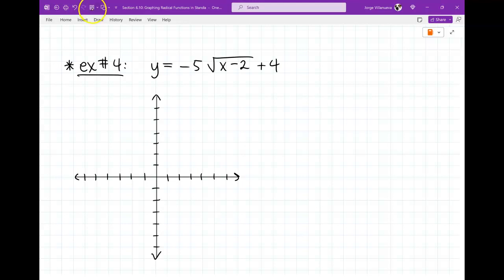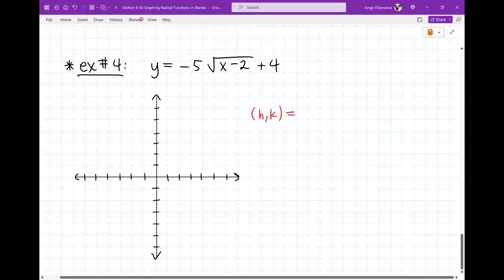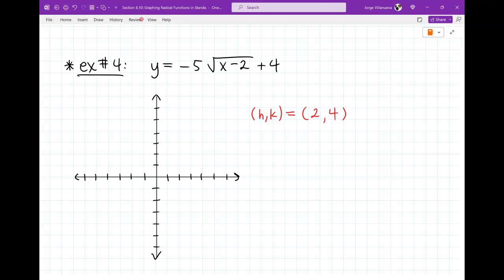All right, what is my h, k? Negative or 2. Yeah, here we go. 2, 4. Let me go ahead and put a dot there. So 2, 4 right here. Okay, so there it is. A is negative in this case, right? That means the graph's going to look like this. Instead of going up, it's going to arc down. No real difference other than just going down.